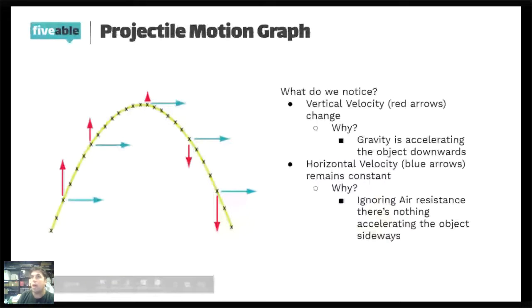Okay. So here's an image of what we kind of saw happen here. This one's for a thrown up, but it's exactly the same as a push sideways. The vertical velocity changes. It goes up, up, up, then down, down, down. But the horizontal one stays constant.